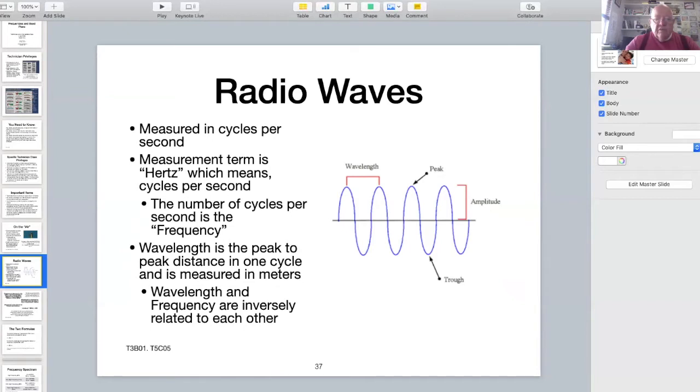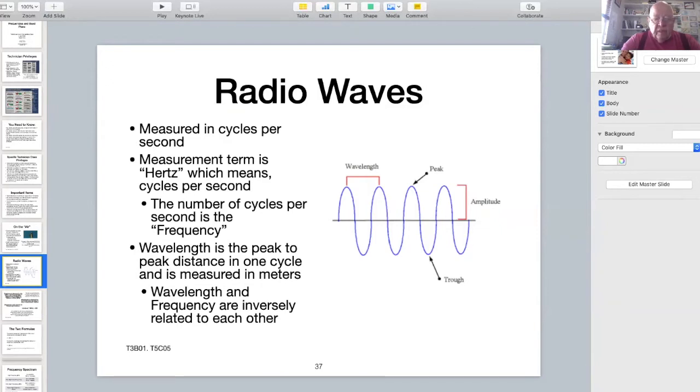Radio waves are kind of like waves in a pond when you drop a stone into the still water. The waves ripple outwards and have a peak and a trough. Radio waves are measured in cycles per second, which defines their frequency. The measurement term is Hertz, H-E-R-T-Z, abbreviated Hz, which means cycles per second. This name comes from a prominent 19th century German physicist, not the car rental company.